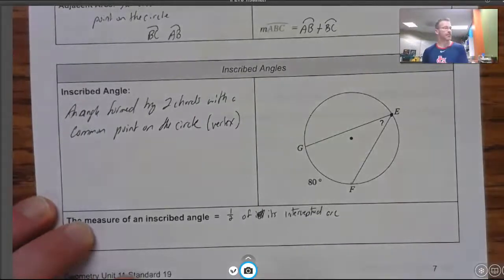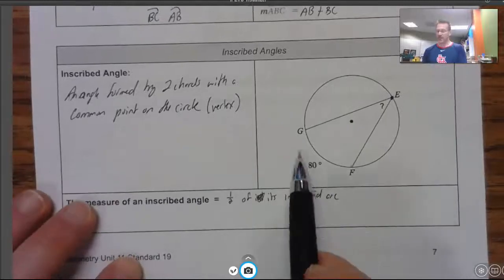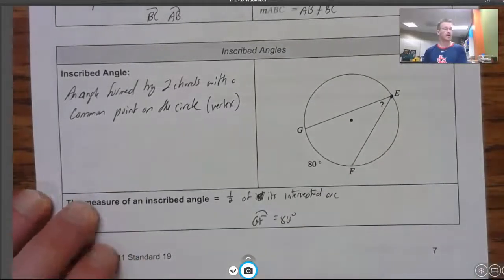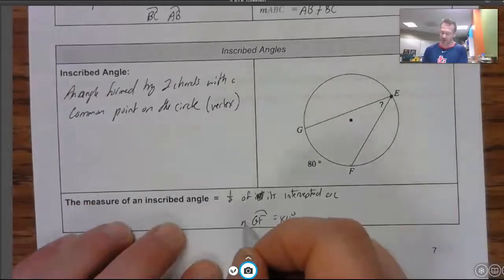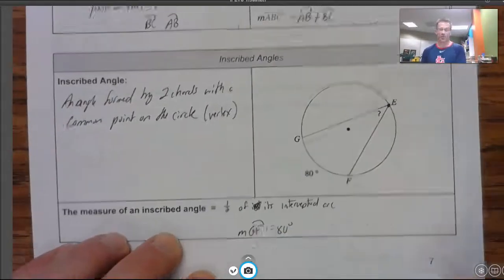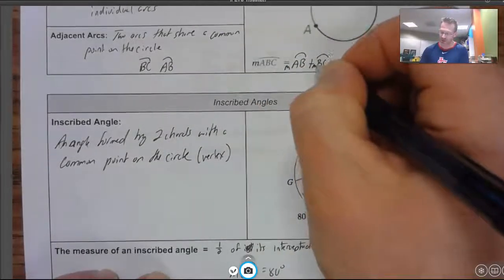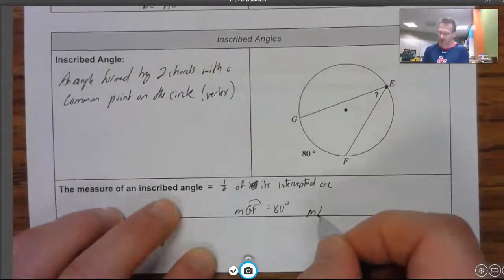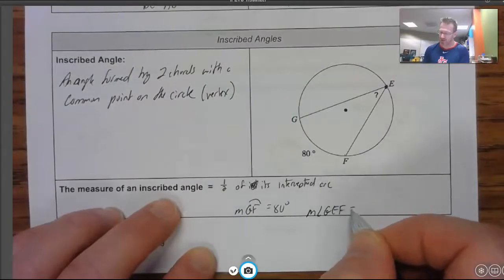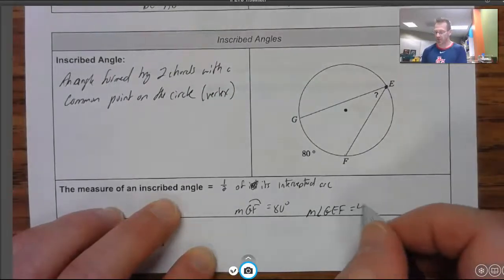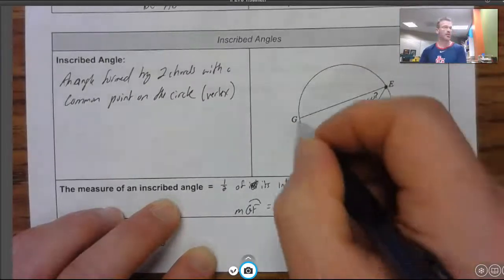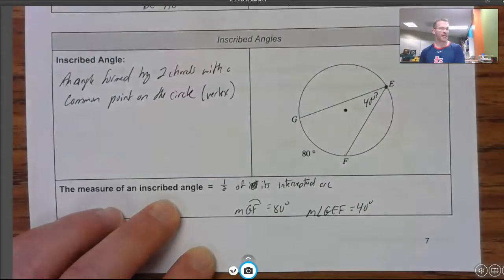Intercepted arc. So if arc GH is equal to 80 degrees, then the measure of GF is equal to 80 degrees here, and I should have put my M's up here. I've gotten a little hurried there. Then we know the measure of angle GEF is going to equal 1/2 of that, so this would equal 40 degrees. So every inscribed angle is going to equal half of its intercepted arc.